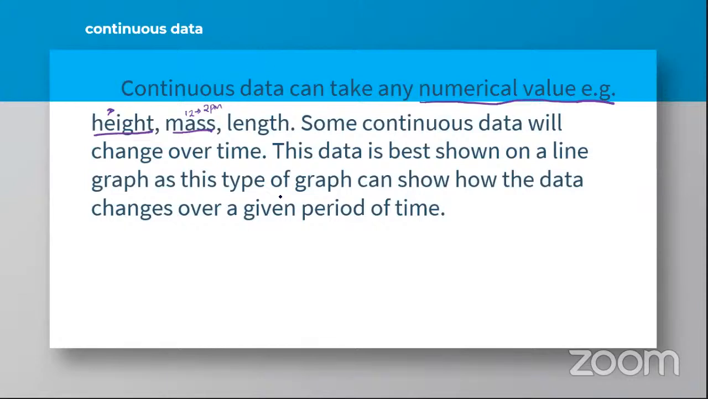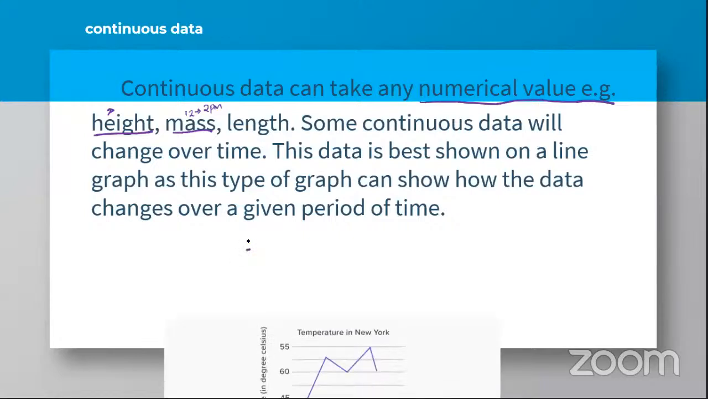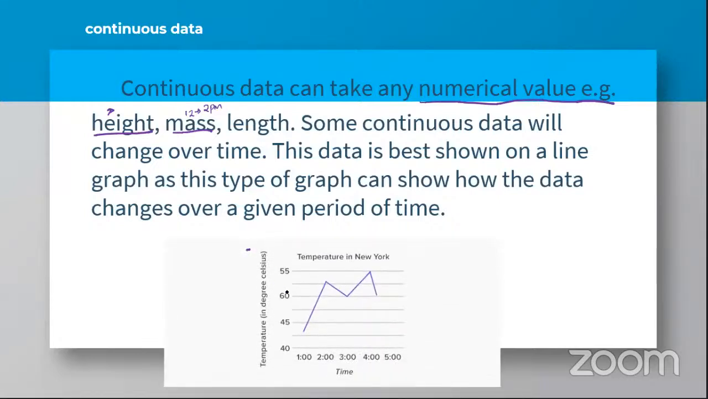Now, usually this type of data is represented using line graphs. You see these line graphs here, for example, if you are trying to measure the temperature of a place, right now it can be low. In the next hour, it becomes high. Like for example, at this moment, it can be 40 something. Then all of a sudden it increases.